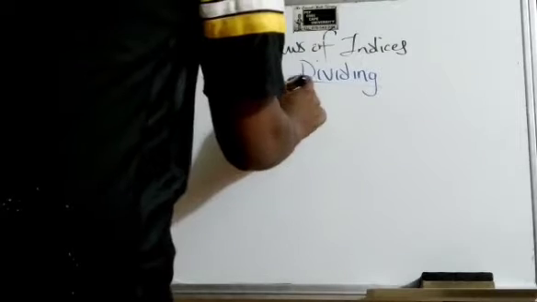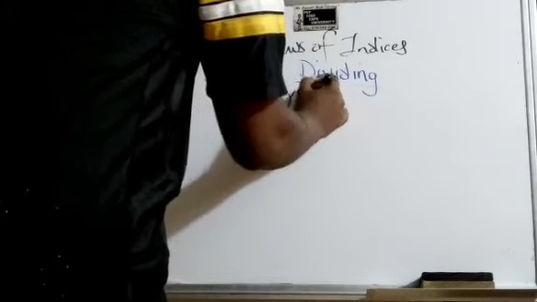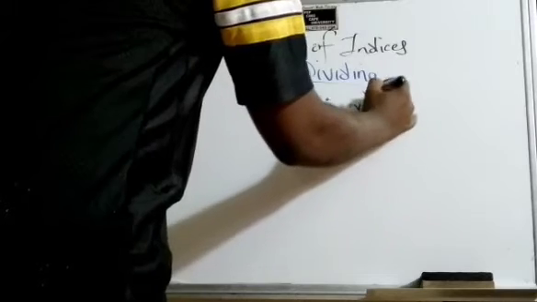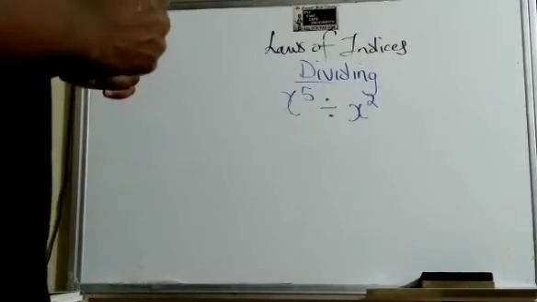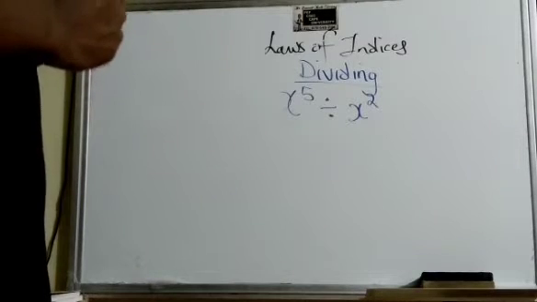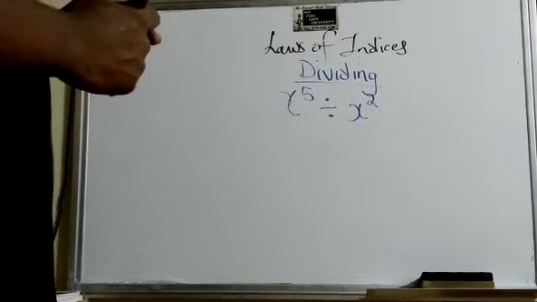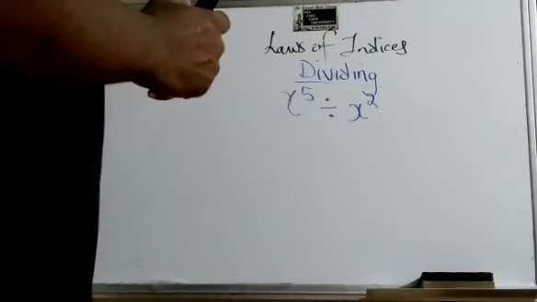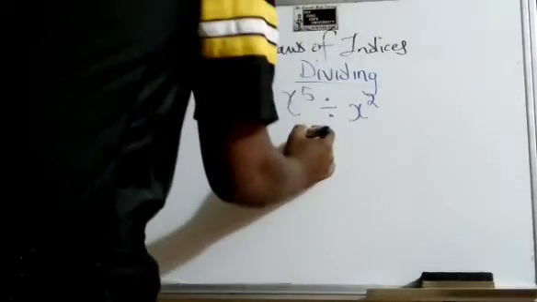Let's say we have x to the fifth divided by x to the second. Now, I know what you're thinking, this looks tricky because 5 can go into 2. However, we will not be dividing 5 by 2. What we'll be doing is this.